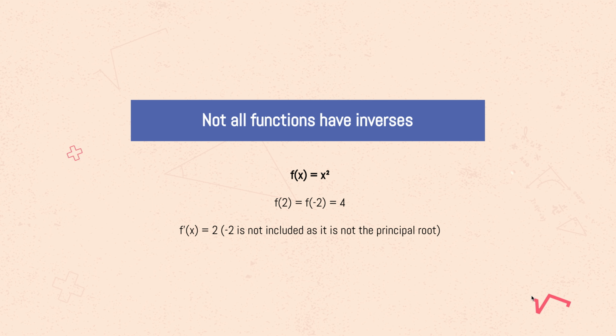Now, one thing that is important to know is that not all functions have inverses. So for example, f of x equals x squared. Now f of 2 equals 4, but f of minus 2 also equals 4. The inverse of f of x is technically square root of x. But if we take the square root of 4, we get 2, which is the principal root. We do not get minus 2, but minus 2 is also a valid input which has the same output as 2. That is why x square doesn't have an inverse.